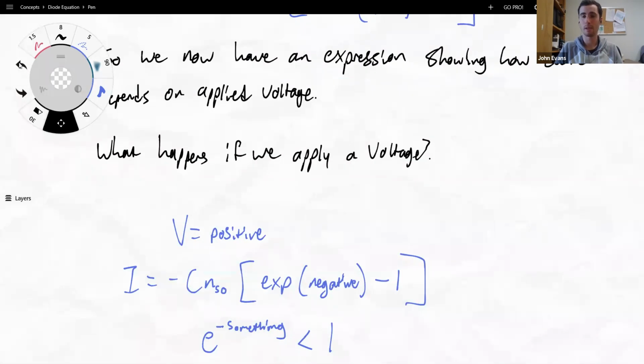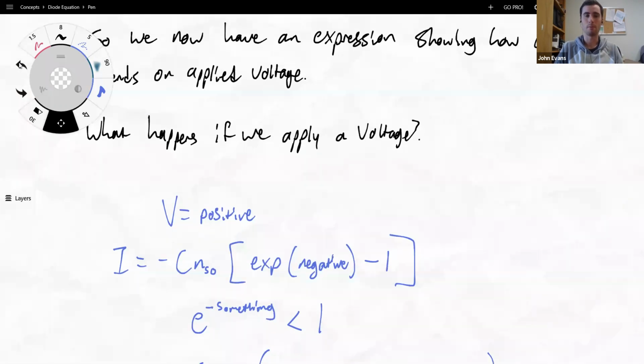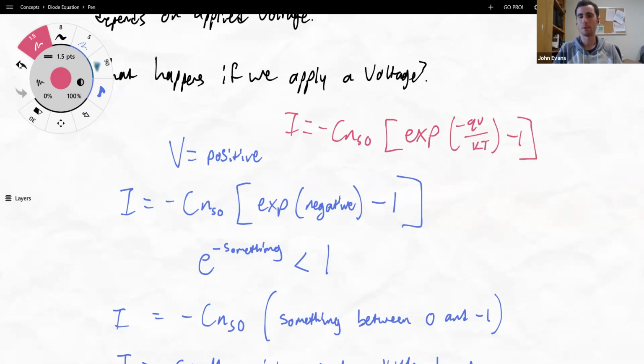So what happens if we apply voltage? Let's start by applying a positive voltage. All right. So if we plug it into our expression here, which remember is I is equal to negative C N sub S naught multiplied by the exponential minus QV over KT minus 1. Which, by the way, is a super important expression. We'll get to a better form of it later, but this is going to be very important to remember.